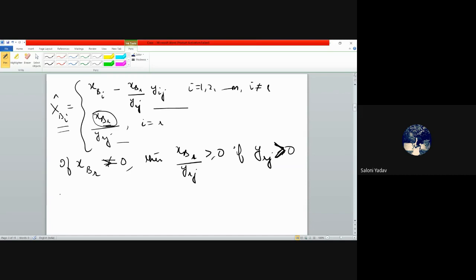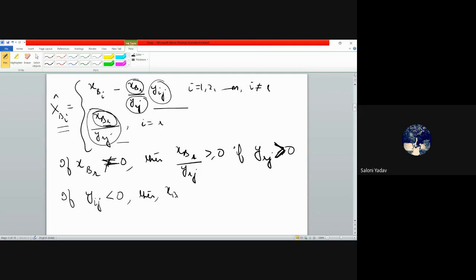Okay. Now see, this is not equal to 0, this is strictly more than 0, so this term automatically becomes more than or equal to 0. I mean, more than 0 in fact, because we have assumed that X_BR is not equal to 0. Now what is left? Only these Y_iJs. Now, if Y_iJ is less than 0, then what happens?